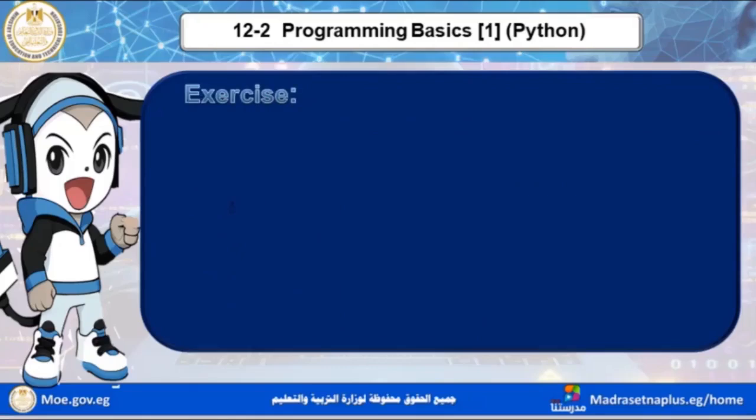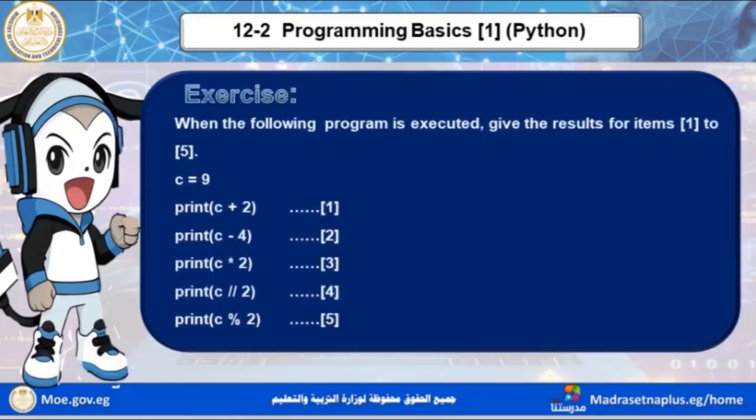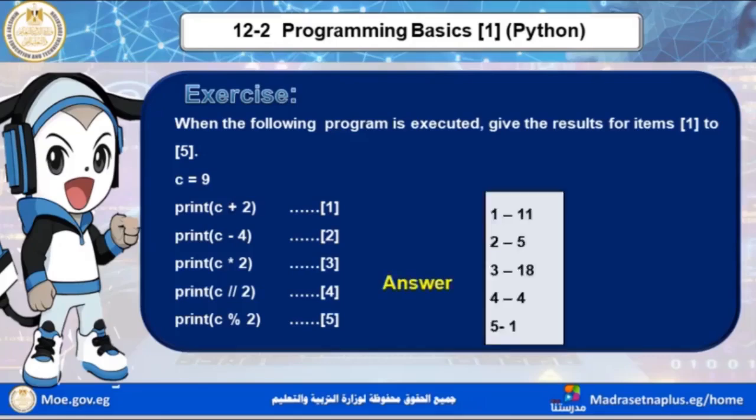Another exercise. Now C is equal to 9. So what will be the results of the following operations? C plus 2 for sure is equal to 11. C minus 4 is equal to 5. C multiply 2 is equal to 18. C quotient 2, or C divide 2 in integer division, 9 divided by 2 is equal to 4, and the remainder is calculated in the last step, which is equal to 1.